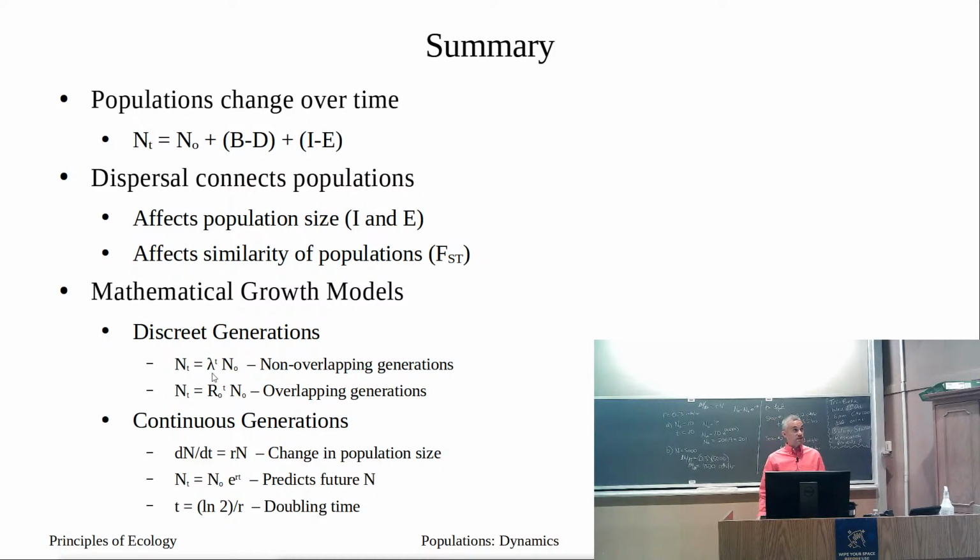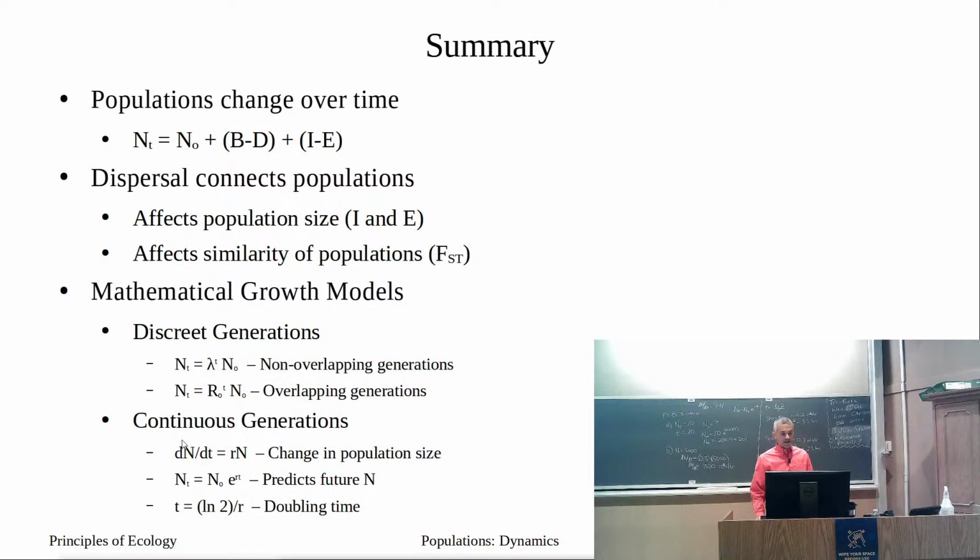What's the difference between these two? Mathematically, there is no difference. They function basically the same in these equations. But conceptually, lambda only deals with births. Our net reproductive rate accounts for both births and deaths.